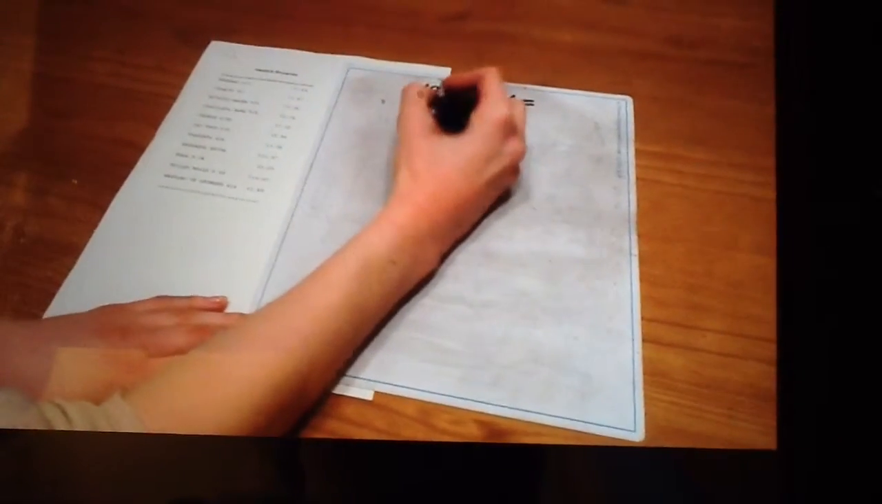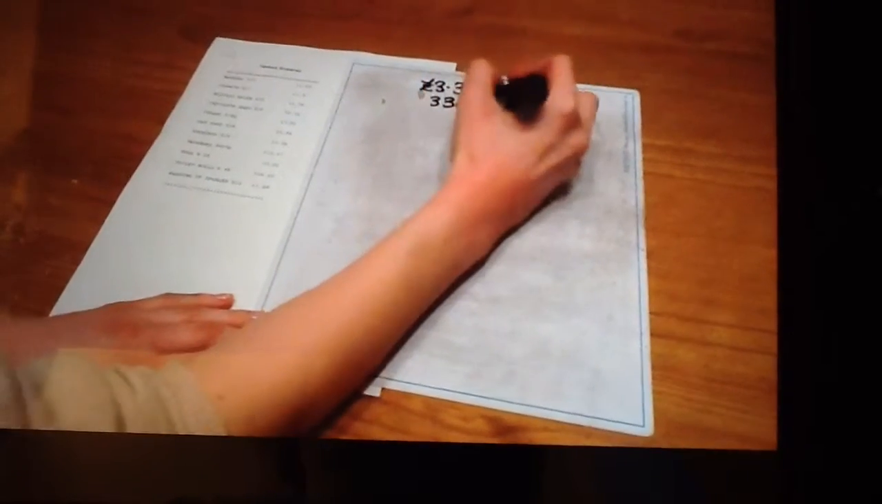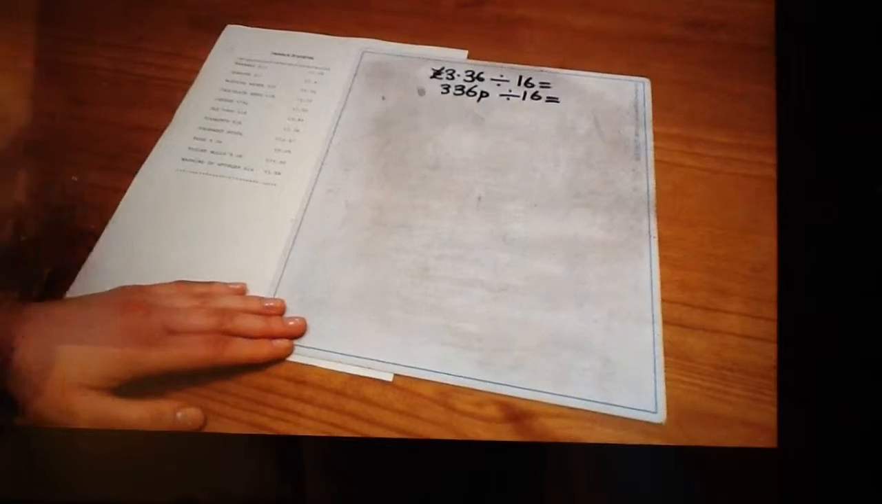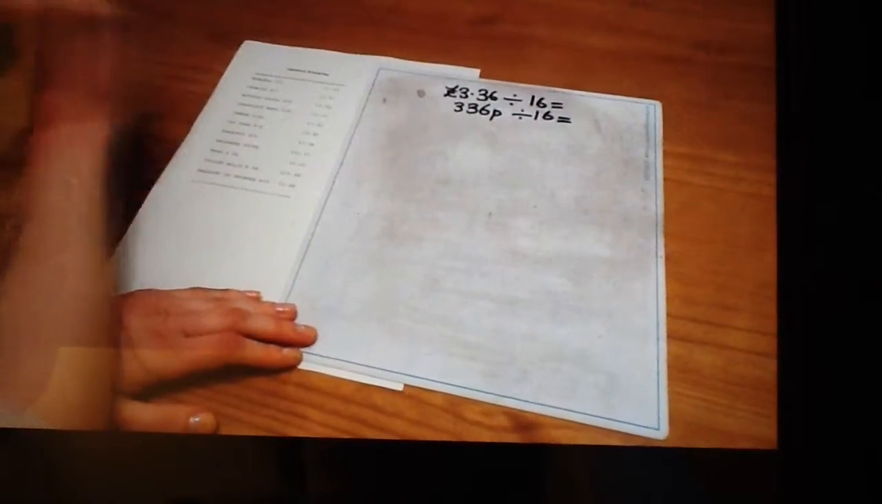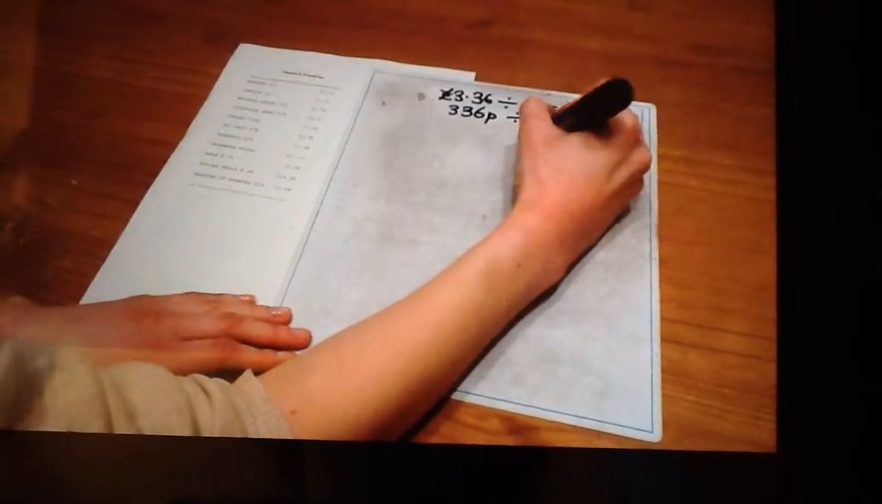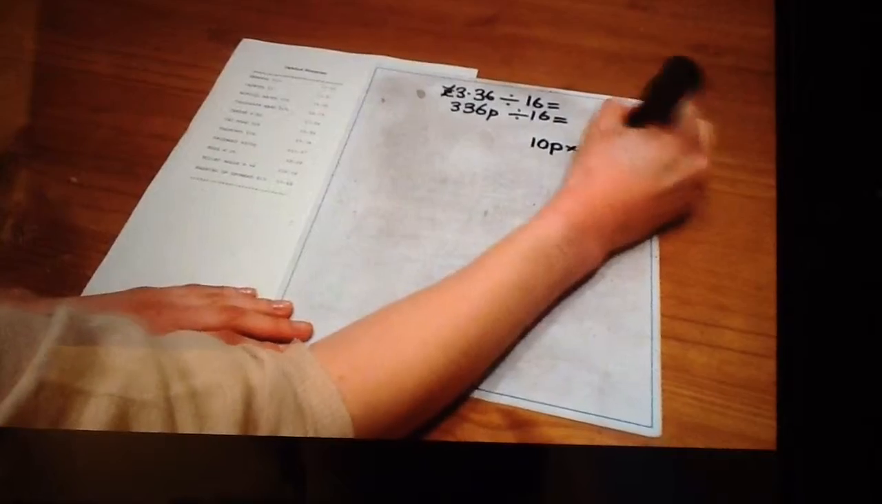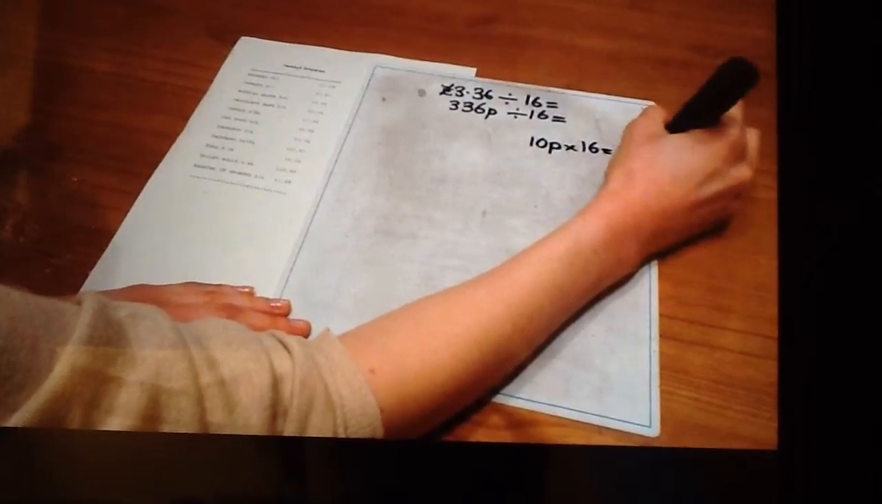Now to make it simpler today, I'm going to do this in terms of pence. So I'm going to do 336 pence divided by 16 yoghurts. Now I want a nice easy group for me to work with, so I'm going to look at if every yoghurt cost 10 pence, times by 16 yoghurts would be 160 pence.